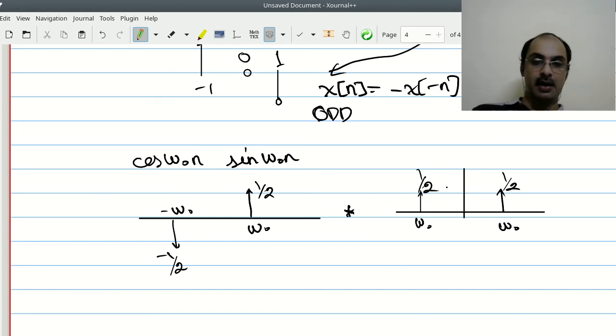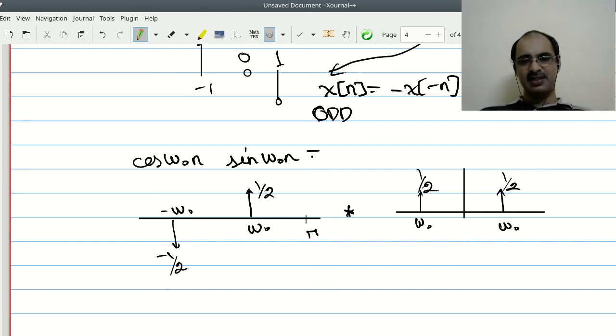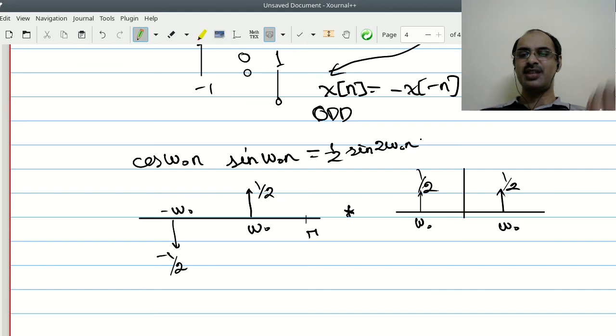Now here is the interesting part. If I convolve, then I just have to take this part and shift it to the right by omega naught, and shift it to the left by omega naught. But what is the guarantee that it will not cross pi on the right and on the left and things like that. So those kinds of problems will start to occur. So for example, if you want to look at it in a simpler way, this is actually half sine 2 omega naught. So then suppose you chose omega naught to be 0.8 pi. So 2 omega naught will be 1.6 pi, and 1.6 pi is actually minus 0.4 pi, or it will wrap around and come back. So these kinds of problems will occur.